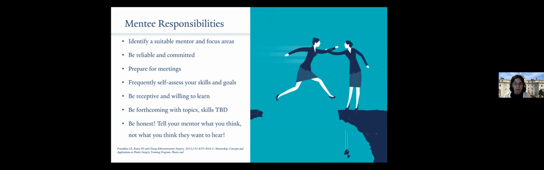The mentee should be reliable and committed, showing up to meetings. Just because you work long hours doesn't mean it's the mentor's responsibility to work in your schedule. So, just because you want to have a meeting at 6:30 doesn't mean it works for your mentor, and you have to be cognizant of that. You are prepared for the meeting. If you said you were going to do something, you show up having done that.